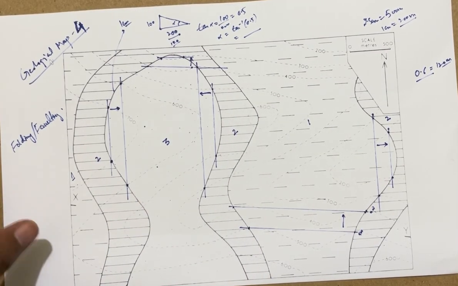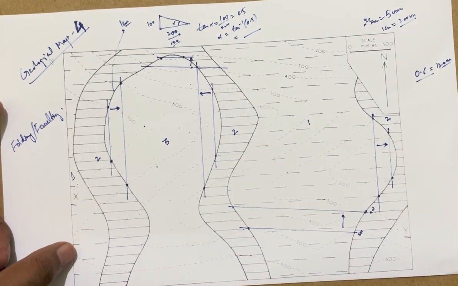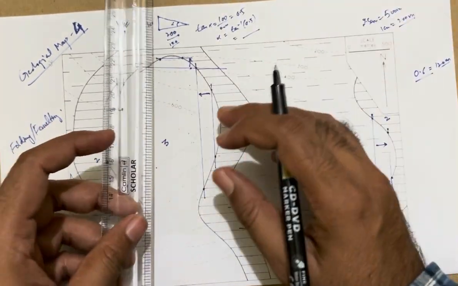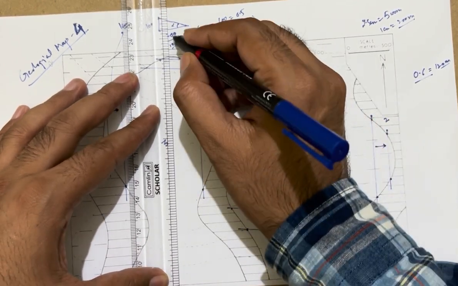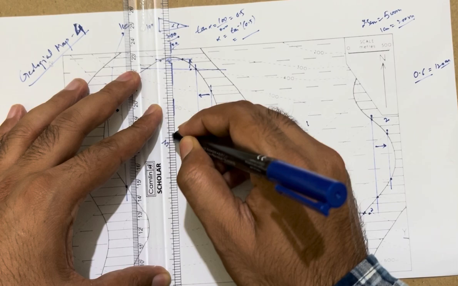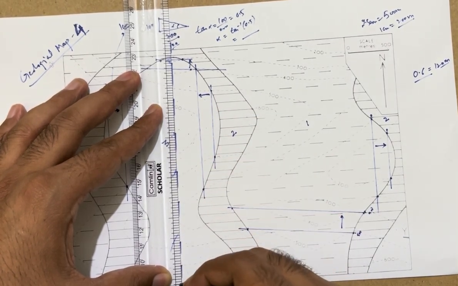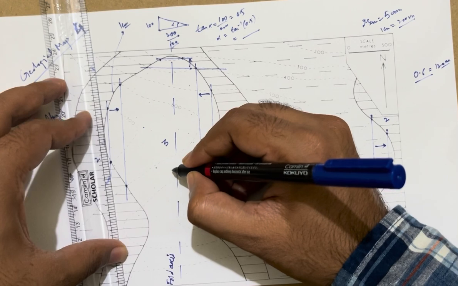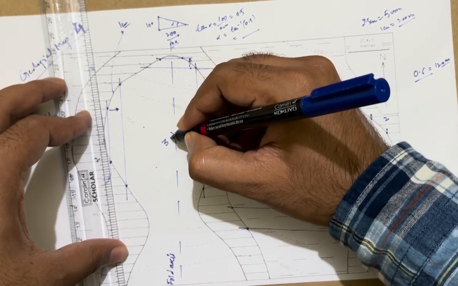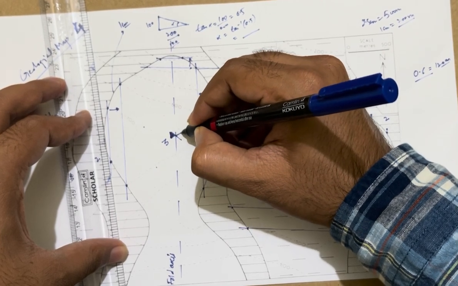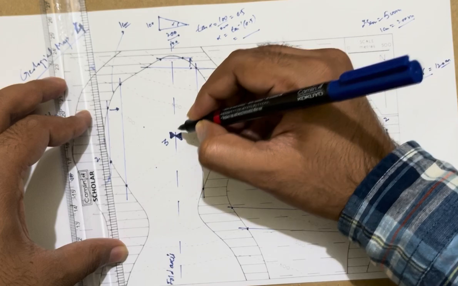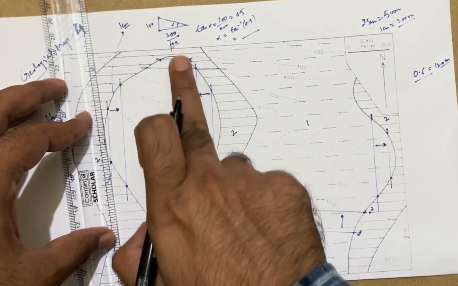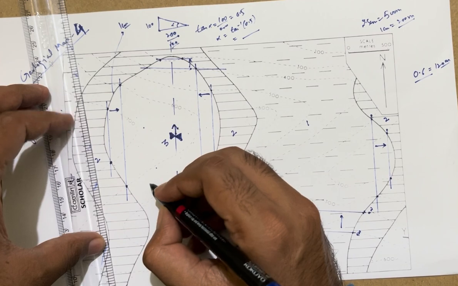So now I'm going to draw this, our fold axis, and if I want to give the symbol to this, the symbol is like this, and I will put an arrow toward this. It is plunging toward this side, and this symbol is representing a syncline.